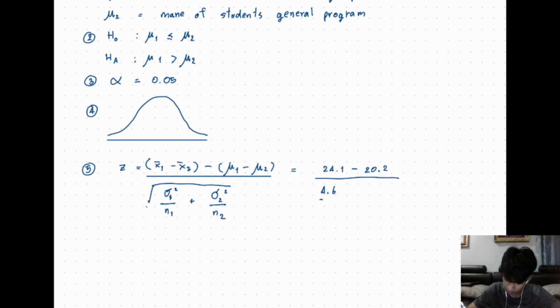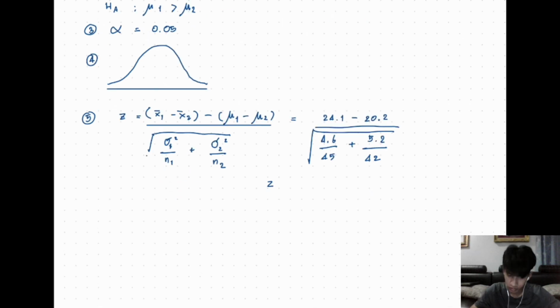over the square root of 4.6 squared over 45 plus 5.2 squared over 42. Z is equal to 3.695.